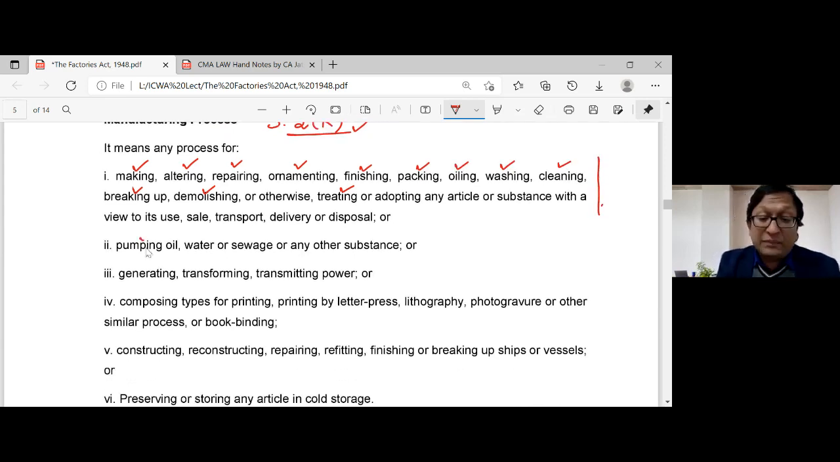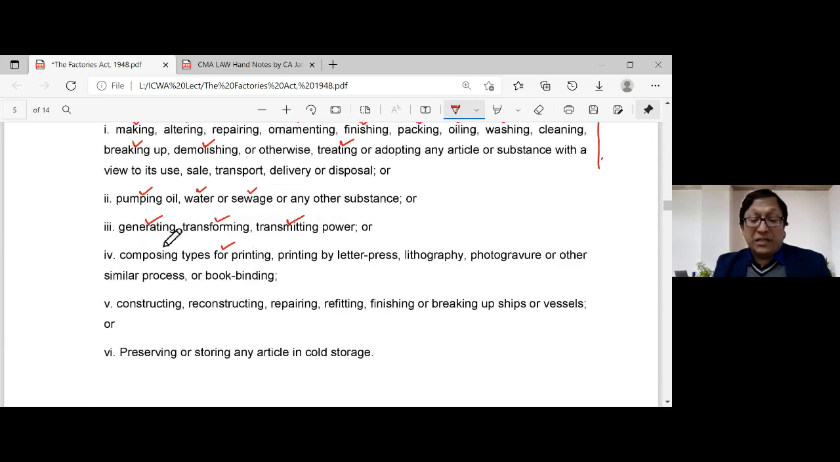Then pumping oil, water, sewage, or any other substance. This is again a manufacturing process. Generation, transmission, distribution of power, or composing types for printing. In every printing job, we find composing is a very important part. So composing types for printing by letterpress, lithography, photogravure, or any similar process, or book binding. These are all again manufacturing processes.